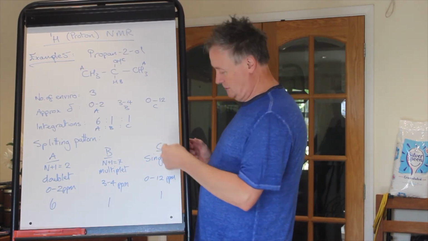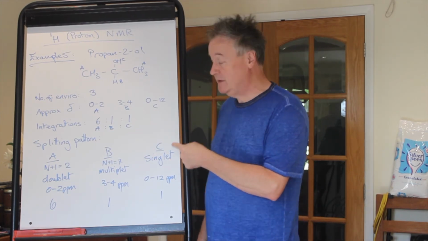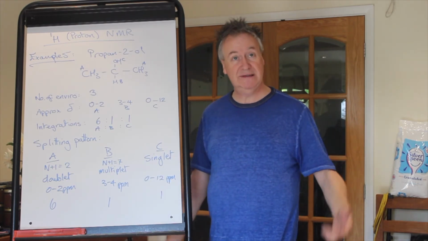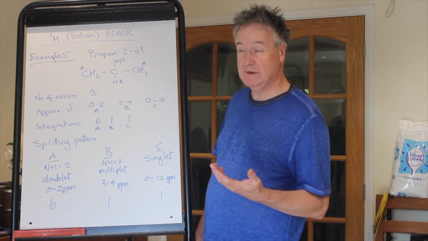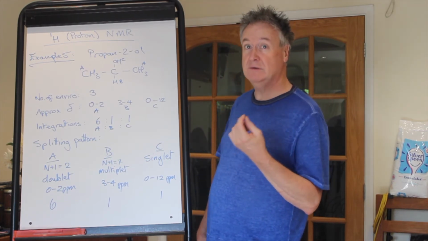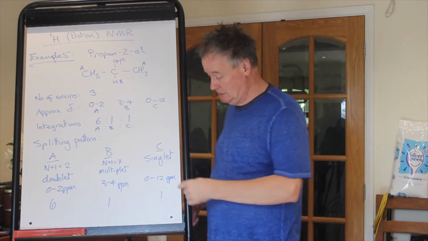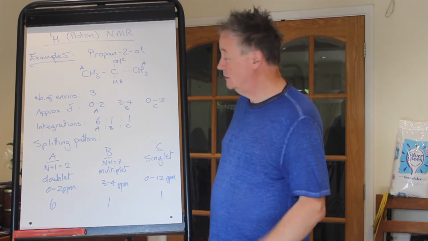And the OH, not coupled to anything else because of the oxygen, so it's therefore going to be a singlet. It's going to have this randomly somewhere in the 0 to 12 range. You may have it different in your data booklet, but the one that I use at school does have that massive range. Integration value of 1, because it's only one hydrogen.